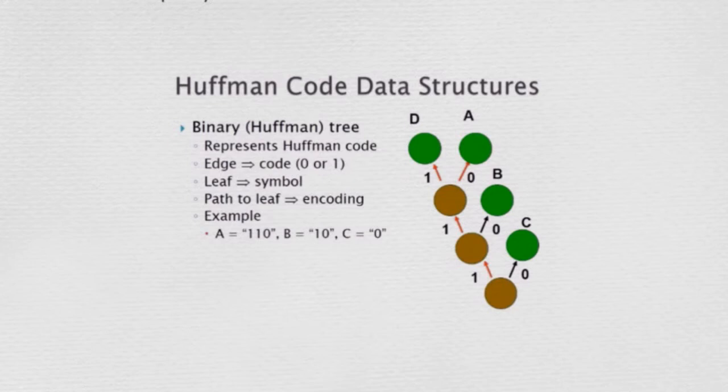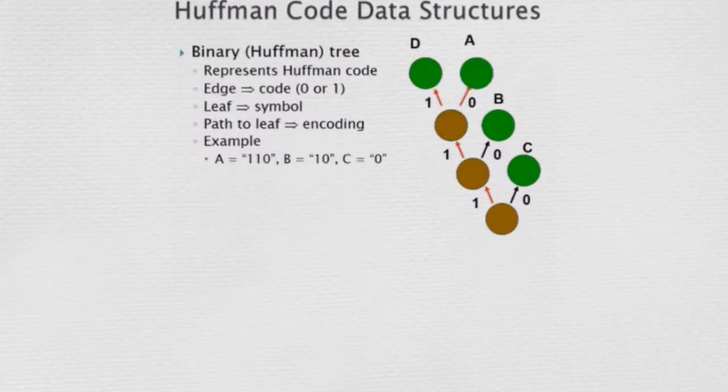So, if we observe the figure, A, B, C and D are symbols that are placed in leaves of the binary tree. Encoding for A is its path from root to leaf, that is 1, 1, 0. Similarly, for B, the path is 1, 0. For C, the path is 0. But for D, the path is 1, 1, 1.